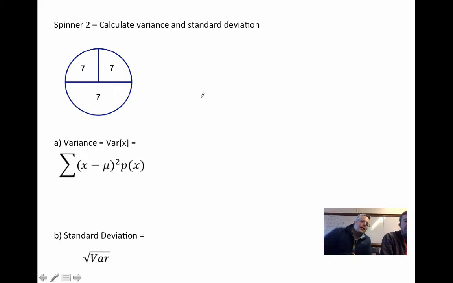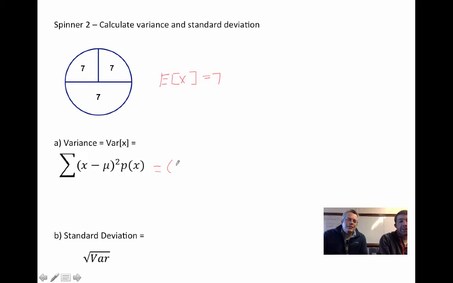So again, up at the top, the expected value was 7. Now, you can never get anything other than 7. So if we did this 1,000 times, we'd have 1,000 sevens. The mean would be 7, and the standard deviation would be 0. So we should get 0 for the variance and standard deviation, if we get this right.